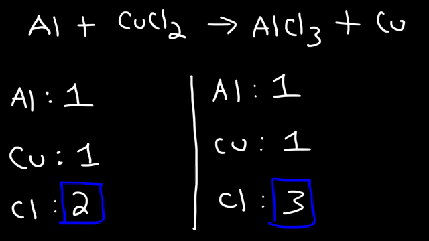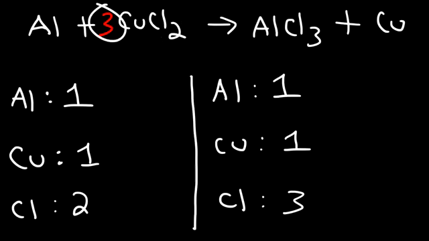Well, we need to find the LCM, the least common multiple of 2 and 3. 2 times 3 is 6. And so what we want to do is we want to get 6 chlorine atoms on both sides of the equation. To get 6 on the left, we need to put a 3 in front of CuCl2, because 3 times 2 will give us 6.